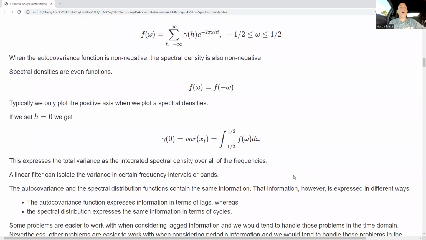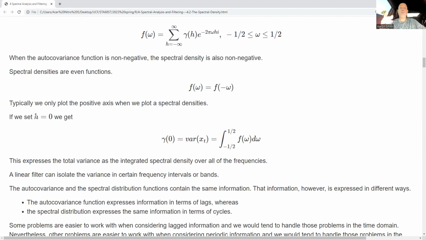Now, it works out that when the autocovariance function is non-negative, the spectral density is also non-negative, and spectral densities are even functions. So f of positive omega is equal to f of negative omega. So typically we only plot the positive axis when we are plotting spectral densities, just to give ourselves a little bit less to look at, a little bit less to interpret.